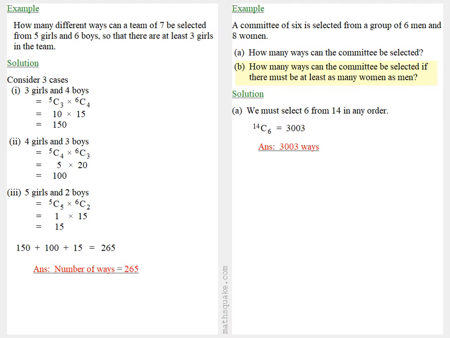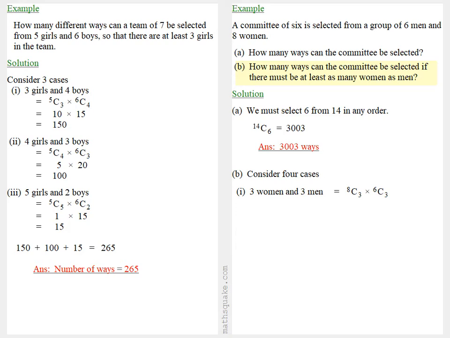Now in part B, we're asked, how many ways can the committee be selected if there must be at least as many women as men? We need to consider 4 cases. There might be 3, 4, 5 or 6 women on the committee. So if we've got 3 women, then we'll have 3 men.